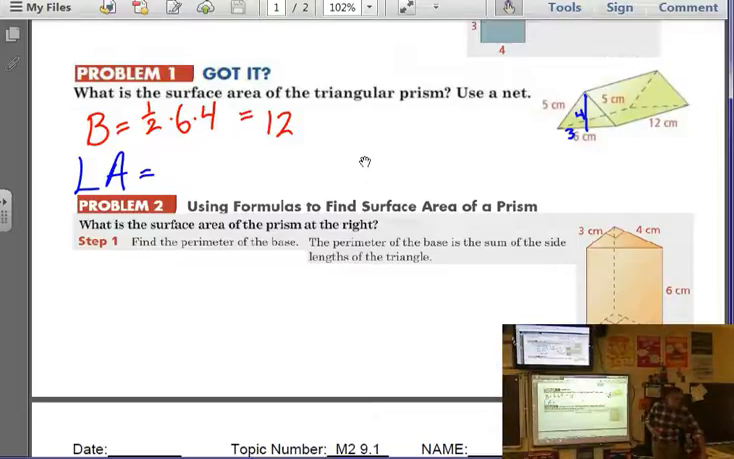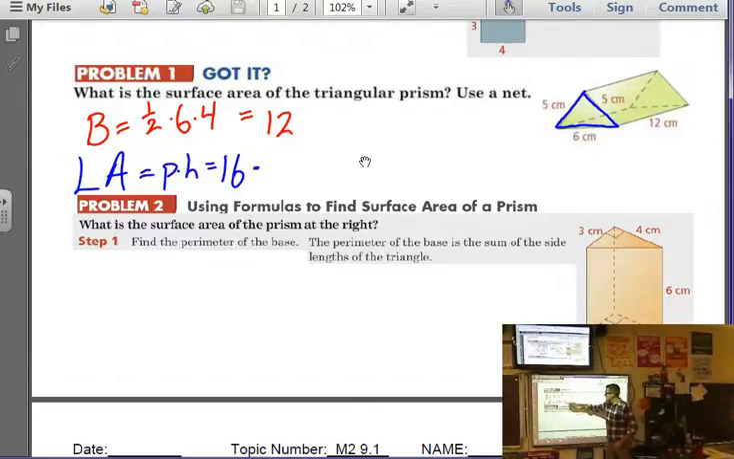Rhea, what do I do now? You find the lateral area, which is the perimeter times the height. So my perimeter of my base here, 30. Ooh, that's why we've got to be careful. Never mind, do the triangle. Ah, my base is the triangle. Yeah, so we take the perimeter of that, which is 16. 16, times the distance between the bases.